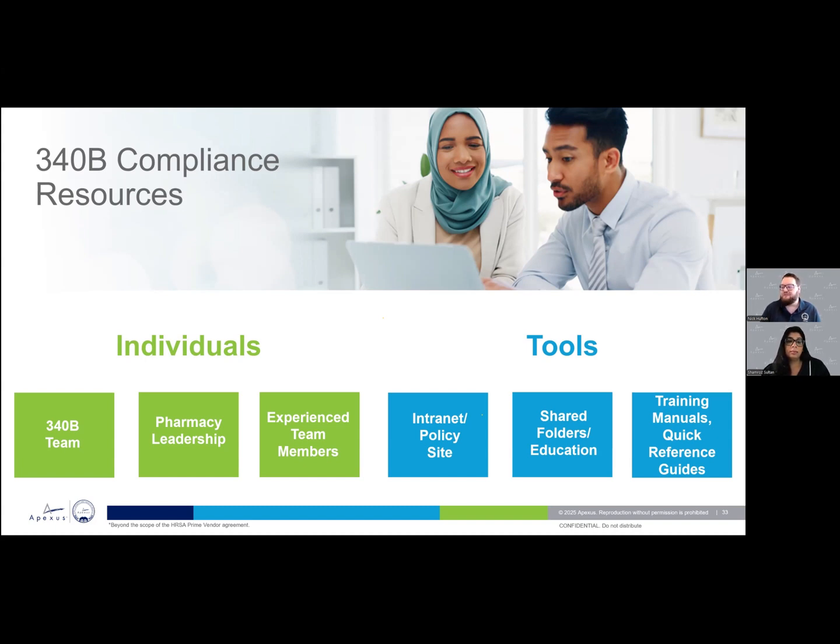And then additionally, shared folders and shared educational materials stored in, like, a document specific local drive. That's another great place to check for reference and help with 340B. And lastly, training manuals and quick reference guides that might be posted around the pharmacy or the workflow area, like cheat sheets for certain operations and things like that. They might also contain 340B compliance tidbits that are helpful for day-to-day tasks. And if you're looking for just general tools and information about 340B, the Apexus 340B Prime Vendor Program site has a lot of great resources for that as well.